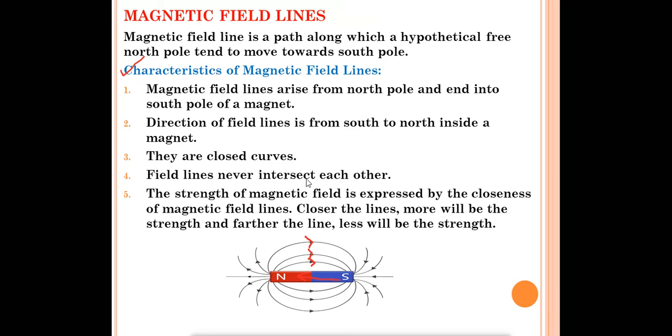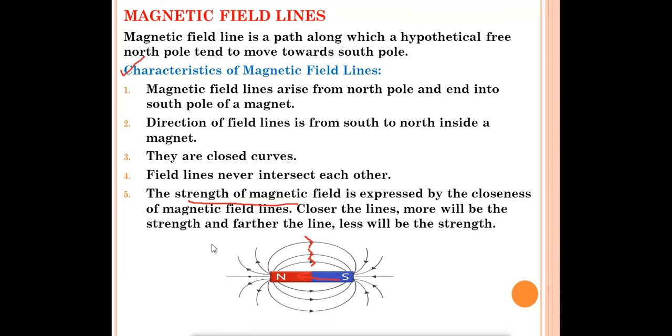The field lines never intersect each other. Intersect means they will never cross each other. Magnetic field lines will never intersect each other. They will never cross each other. Okay. The strength of magnetic field is expressed by the closeness of magnetic field lines. So how can its strength be expressed? By the closeness of the magnetic field lines.